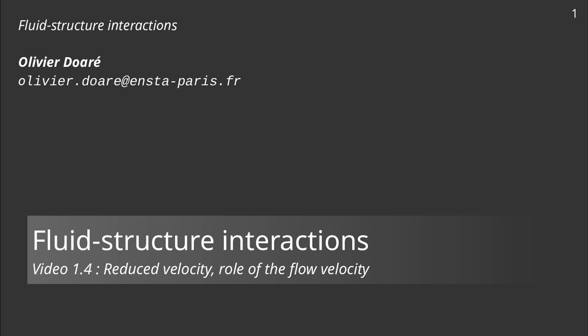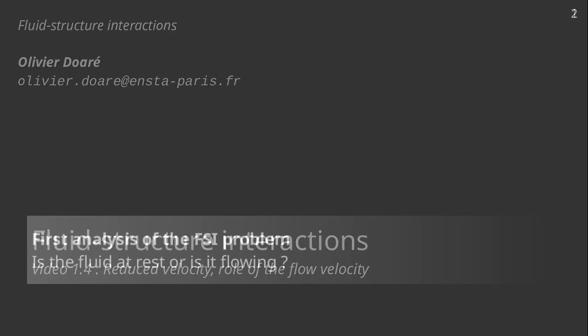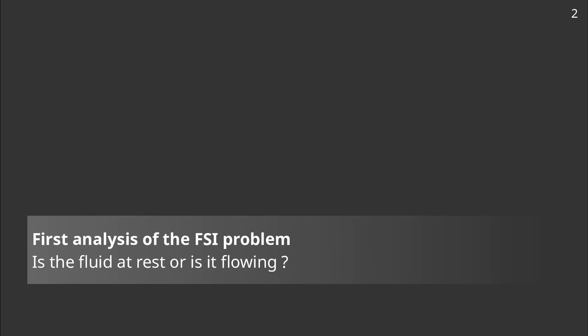In this last video of the first session of the course, we will perform a first implementation of the dimensional analysis by focusing on the kinematic condition at the interface between fluid and structure. This analysis will allow us to know if we can consider the fluid at rest or if the flow at infinity has an importance in the resolution of the problem.